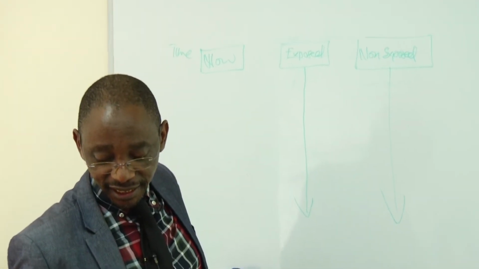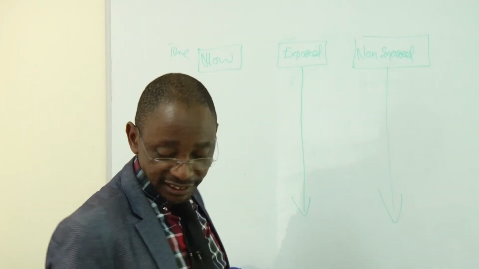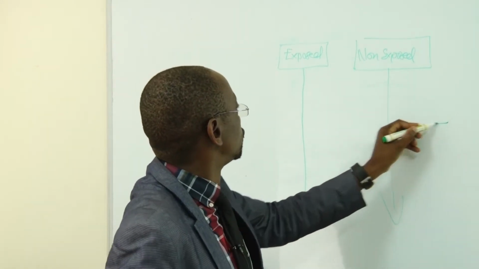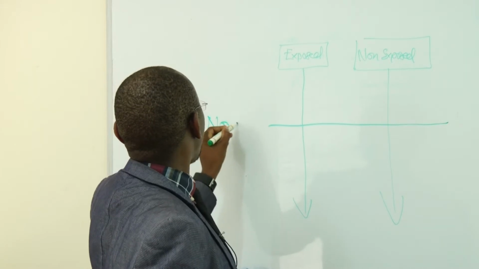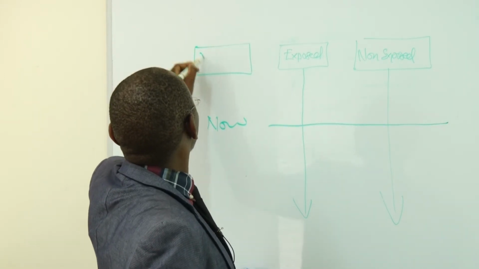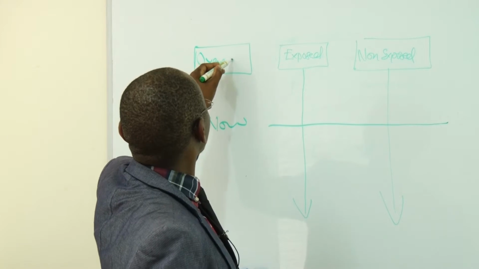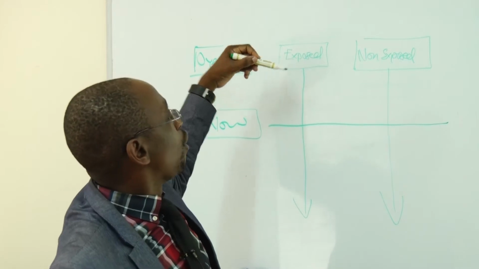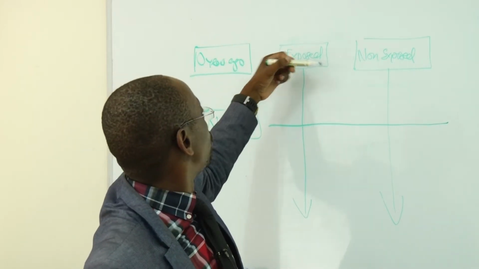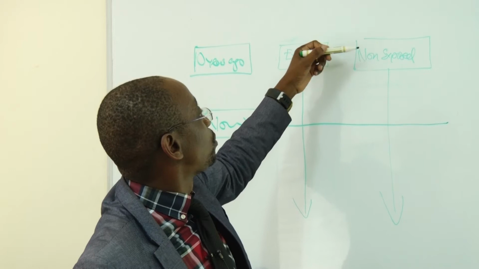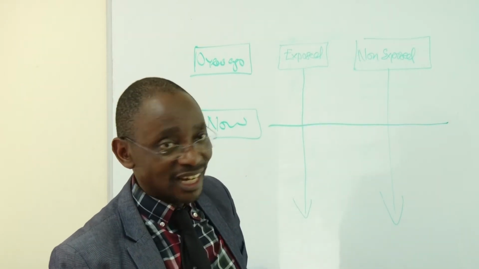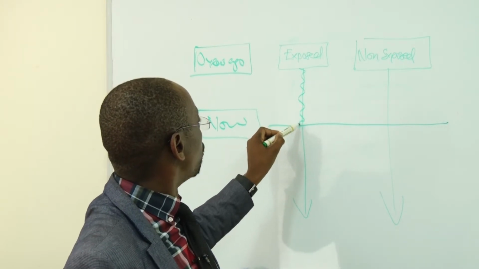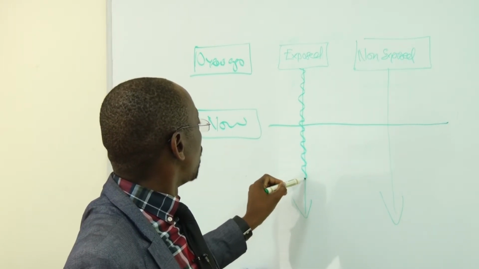So imagine that this is now. This is 10 years ago. So I'm here in the now. I look backwards. I ask, who was exposed 10 years ago? And who was not exposed 10 years ago? And then I start looking through this period up to now. Who developed the outcome of interest?